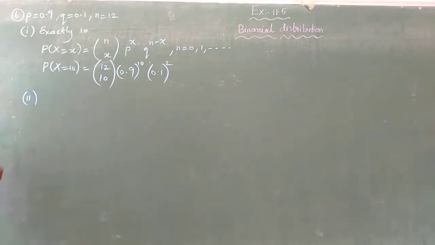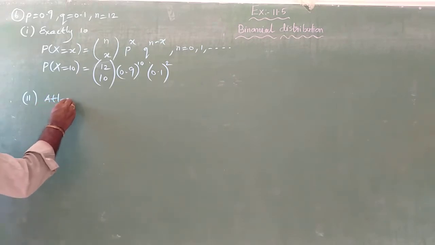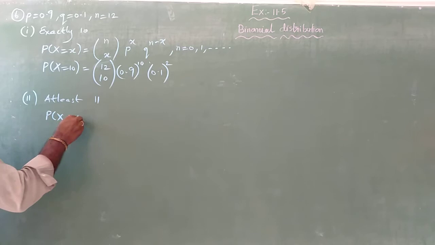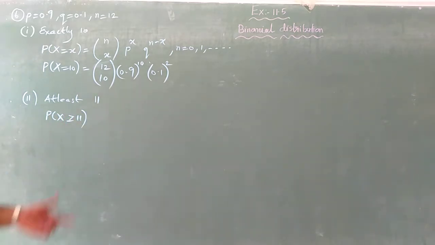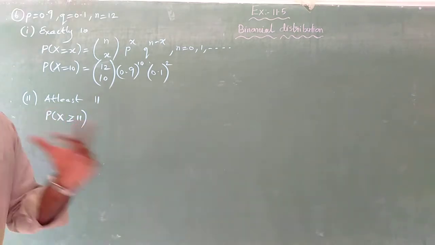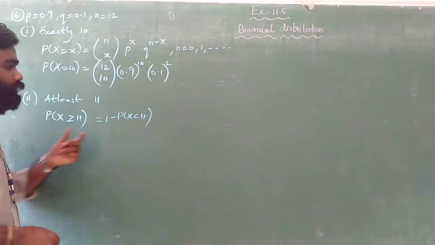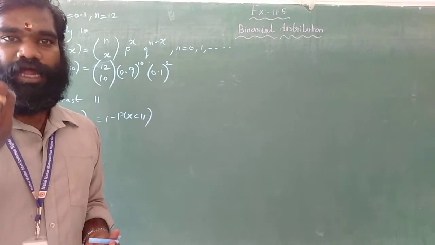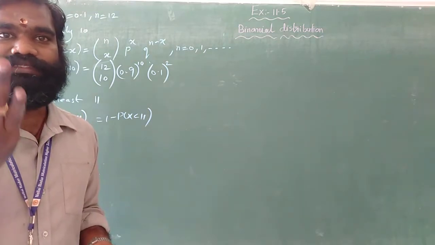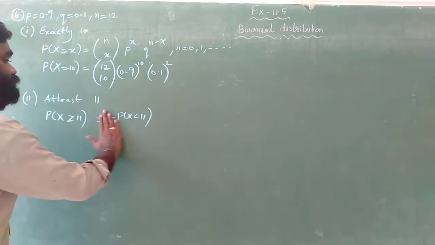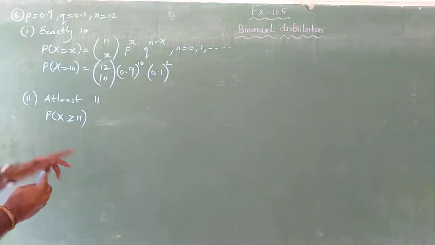Next, the second subdivision: at least 11. They are asking at least 11, that is, P of x is greater than or equal to 11. We don't need to change it, sir. Or we can change it like this: 1 minus P of x less than 11. Less than 11 has plenty of values: 10, 9, 8, 7, 6, 5, 4, 3, 2, 1, 0. Instead of decreasing, we choose it the other way.